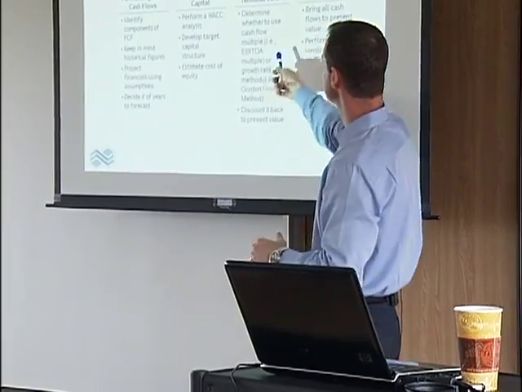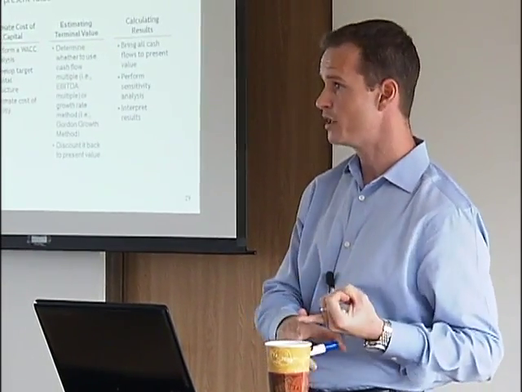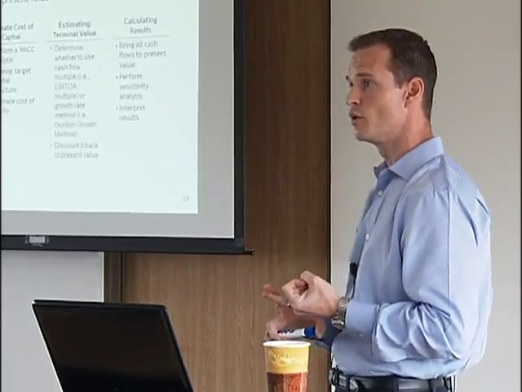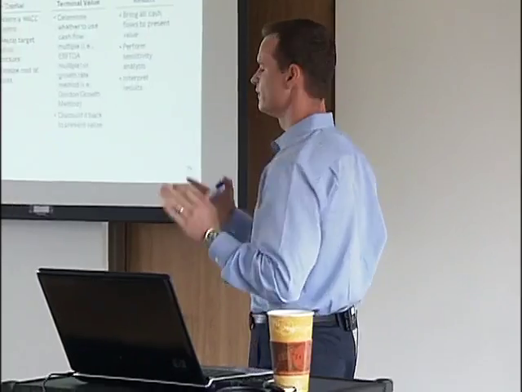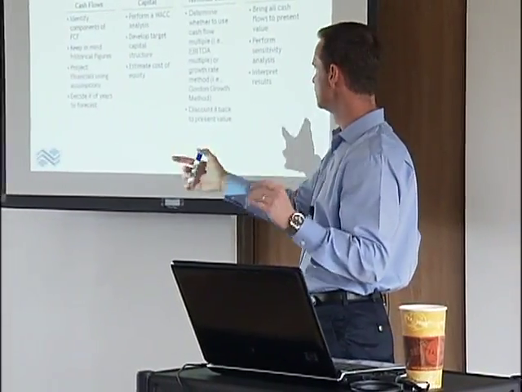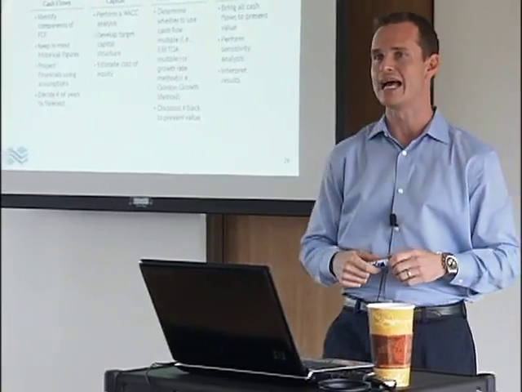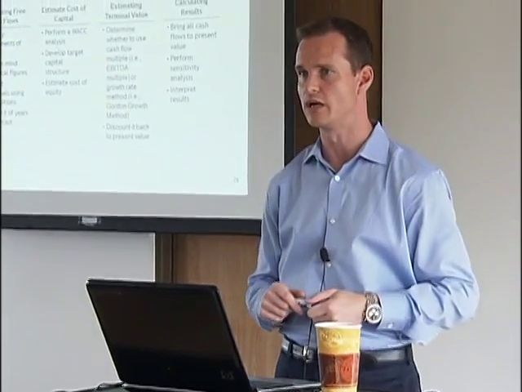That's our terminal multiple approach. Couple different ways to calculate that, either using an EBITDA multiple on year 5 EBITDA, or maybe doing something called a Gordon growth approach. We'll talk about both of those a little bit later. But at any rate, we're figuring out the value from year 6 to infinity, and then we discount that back to present value as well.